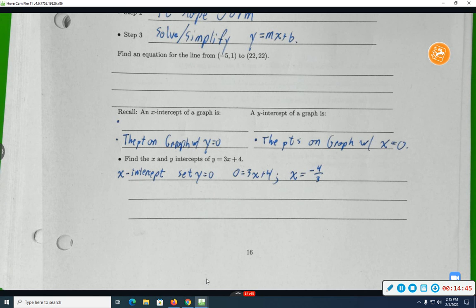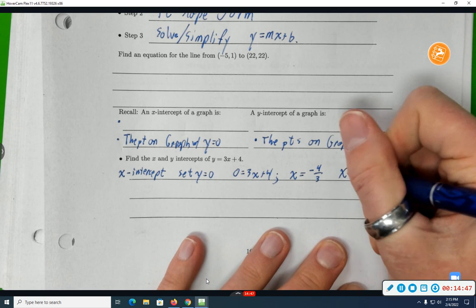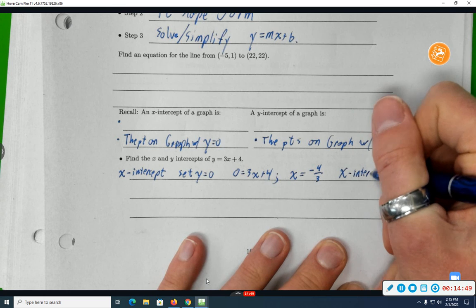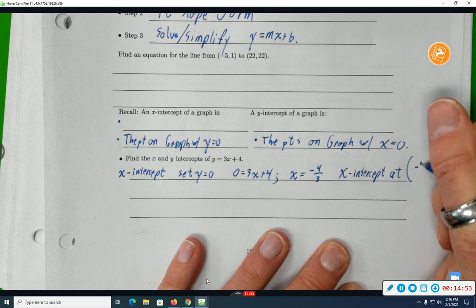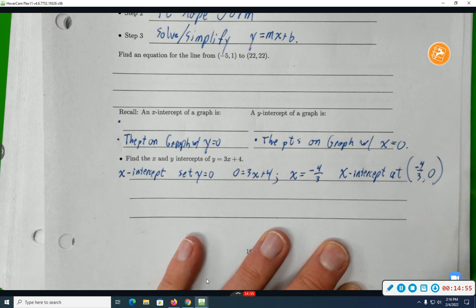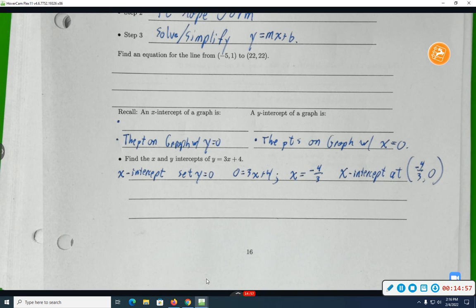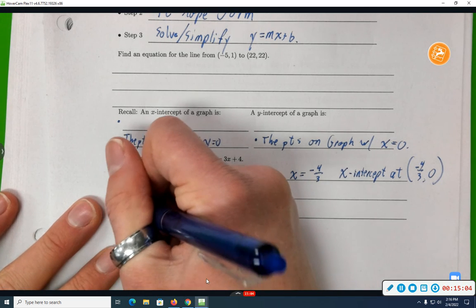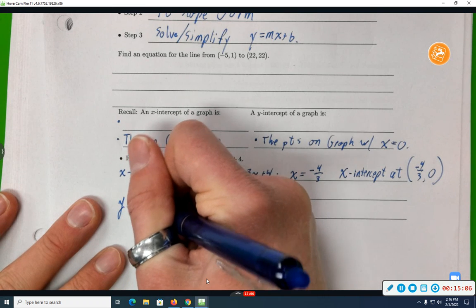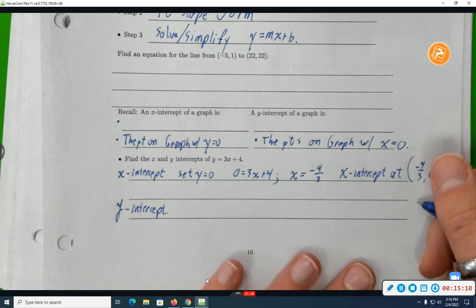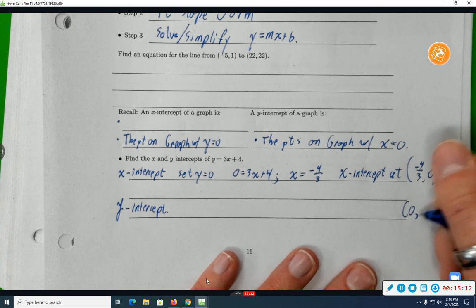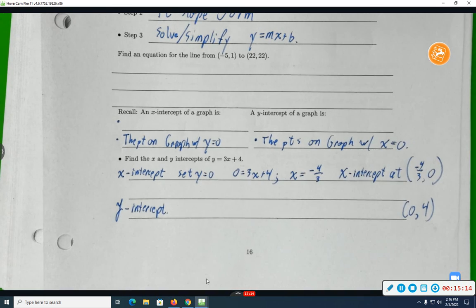So let's write down the answer. There is an x-intercept at the point negative 4 over 30 by 0. Everyone happy enough? What about the y-intercept? Maybe the y-intercept would be 0 and positive 4? 0 and positive 4. Indeed it would.